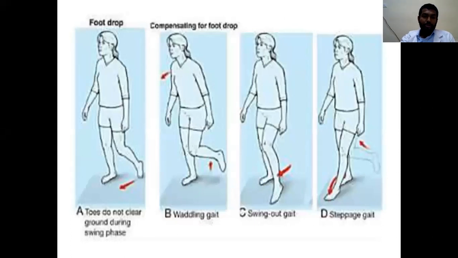Now picture A shows you the foot drop. There will be dragging of the toes when walking. To compensate for the foot drop, the patients follow any of these 3 gaits. That is your waddling gait, swinging out gait, or your step edge gait. Now more will be told to you about these in your orthopedics.